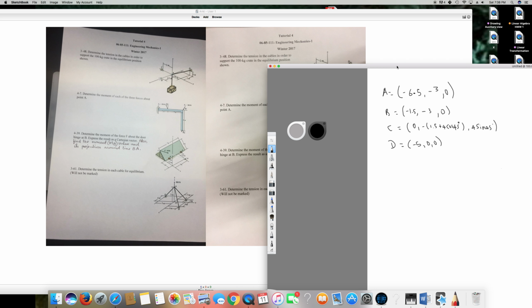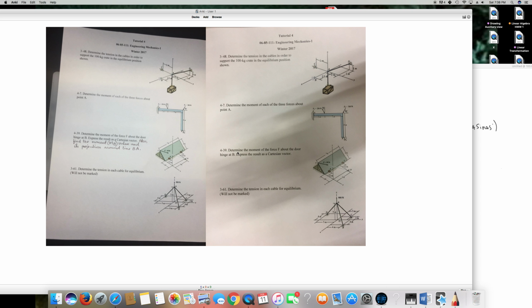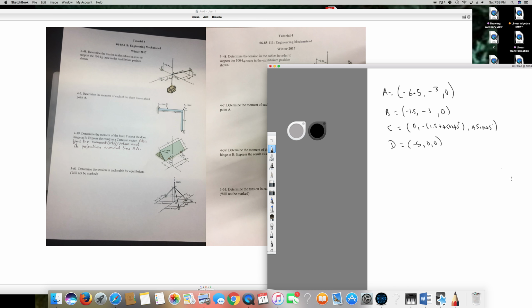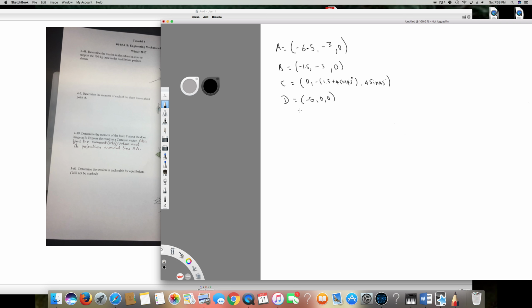So now I'm going to go ahead and read the question again to understand it more. Determine the moment of force F about the door hinge at B and express the result as a Cartesian vector. Okay, so this is the question. Let's see what we can do with the numbers we have got right here. Let's find the unit vector. If we got something like this, it's better to find the unit vector first and then figure out what we can do about that.